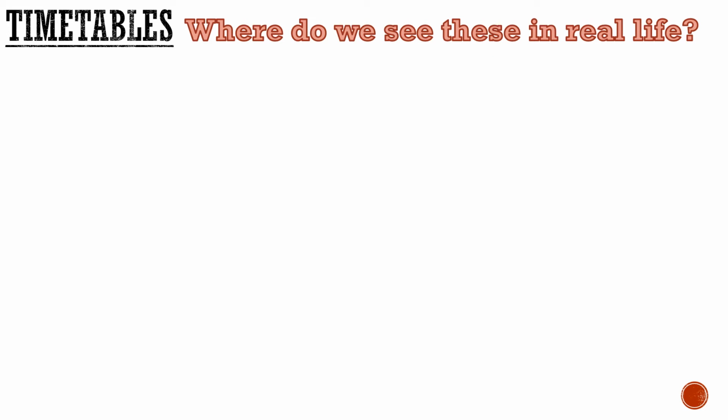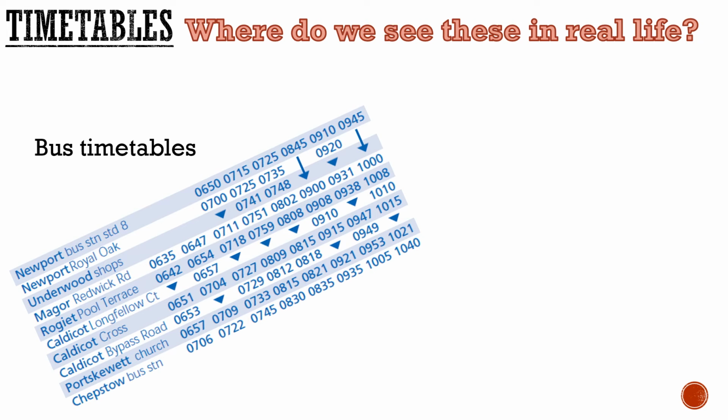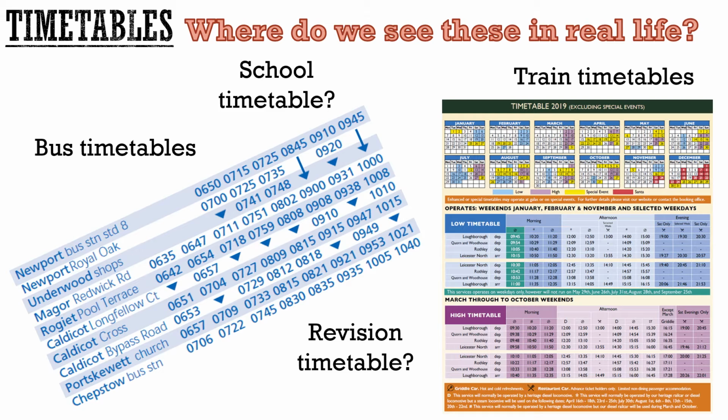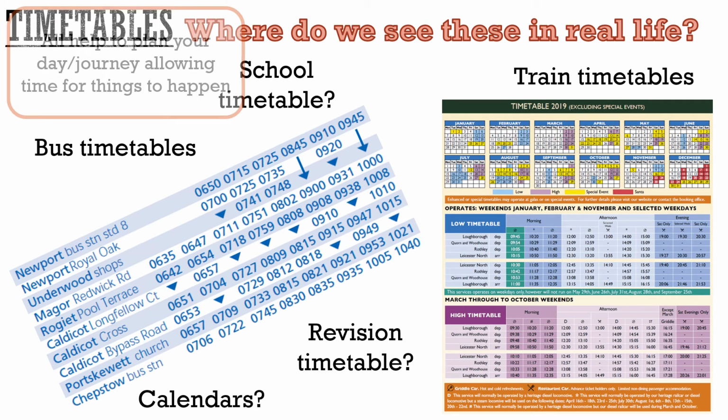Okay, so now we're going to move on to timetables. You've got to think about where we might see these in real life and what's the point in looking at them. Where you tend to see them are things like bus timetables or train timetables or even a school timetable. You've all got one of those. You might even have a revision timetable or a calendar. A calendar is a timetable, isn't it? It's showing different times. So these are all where we see them, and we use these timetables to help us plan journeys, to go to different places and make sure we're not late for special events.